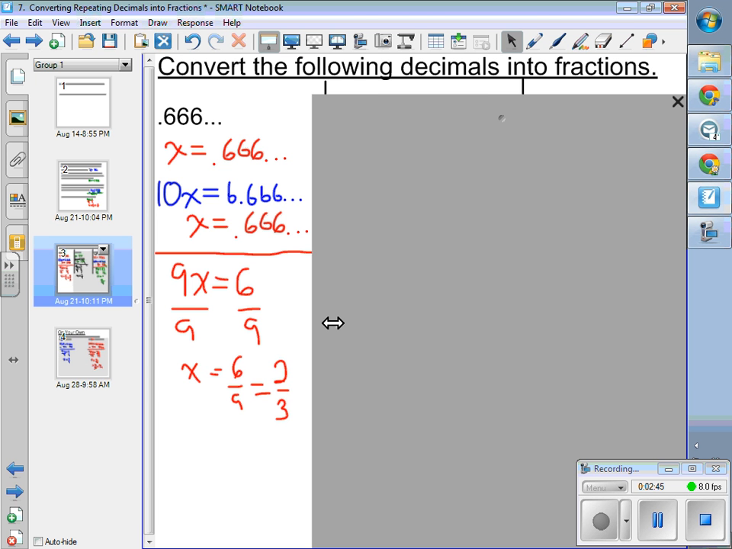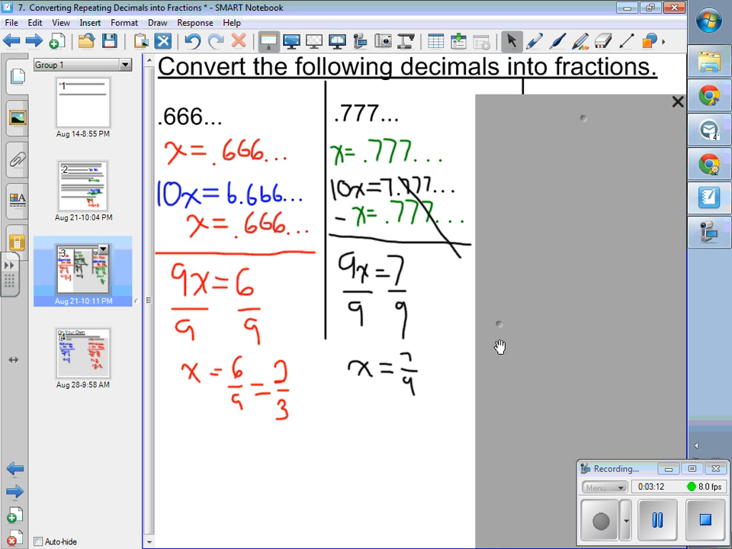And 6.666 minus 0.666 equals 6, because all the decimal stuff disappears. It subtracts itself. And we're left with 9x equals 6. So then we divide by 9 on both sides to get x by itself. We're left with x equals 6 over 9, which simplifies to 2/3.